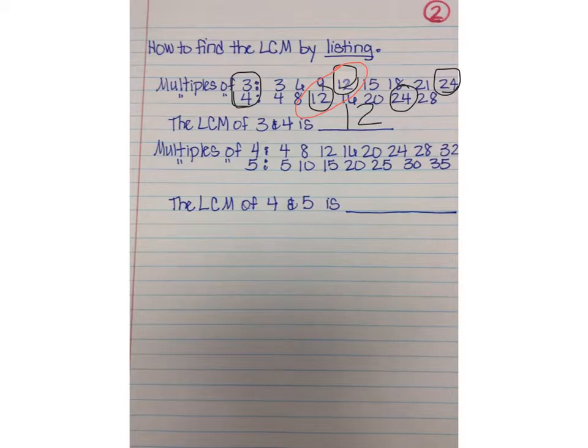Okay. Now let's try it with the LCM of 4 and 5. So again, we list the multiples of 4. So we list 4, 8, 12, 16, 20, 24, 28, 32. Then you list the multiples of 5: 5, 10, 15, 20, 25, 30, 35.